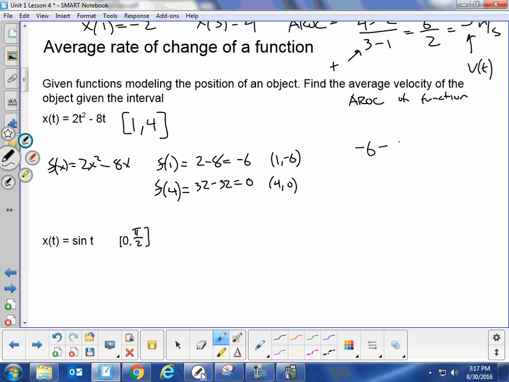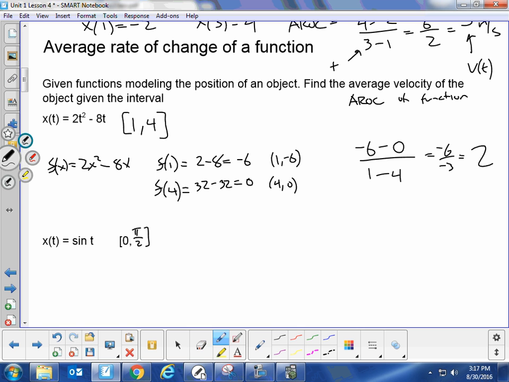Negative 6 minus 0 over 1 minus 4. Make sure we keep things in order. This going first means the 1 is going to go first. 0 going first means the 4 is going to go first. We have negative 6 over negative 3, which is 2. We could say 2 y units per x unit.